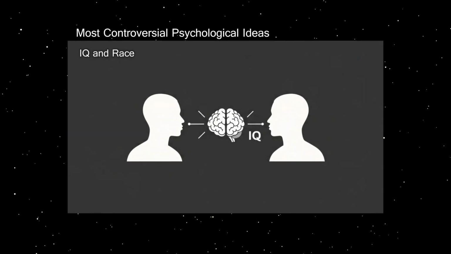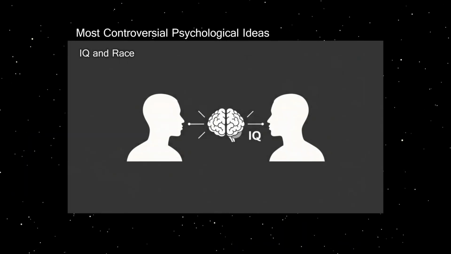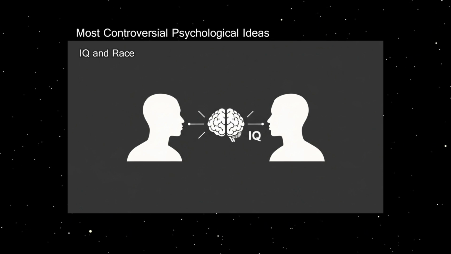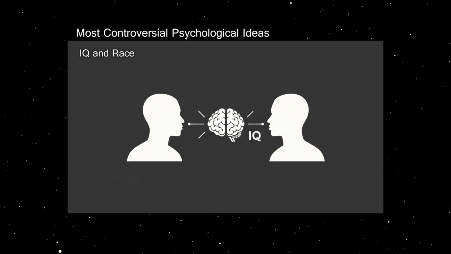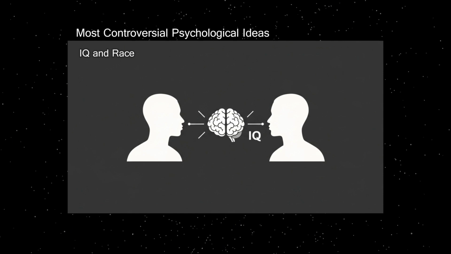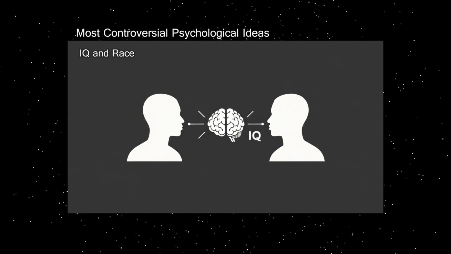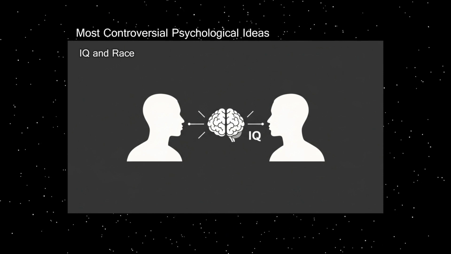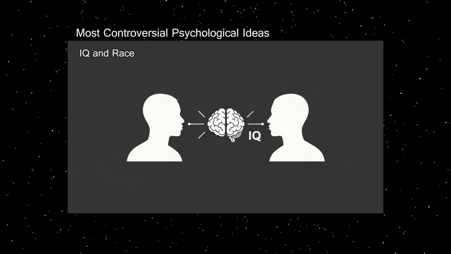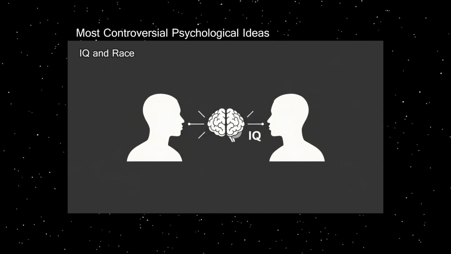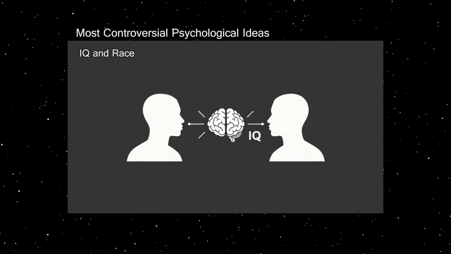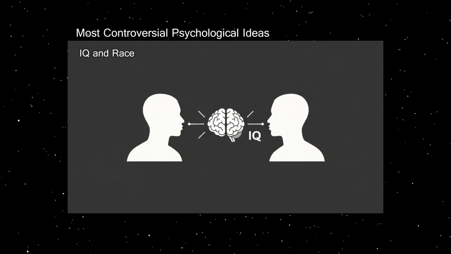IQ and race. The relationship between IQ and race has long been a controversial and highly sensitive topic in psychology, education, and the social sciences. It touches on complex intersections of biology, culture, history, and ideology, and any discussion must be approached with care and scientific integrity. IQ, or intelligence quotient, is a score derived from standardized tests designed to measure human intelligence.